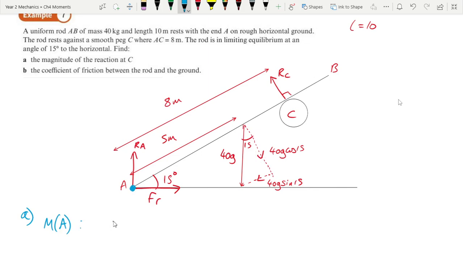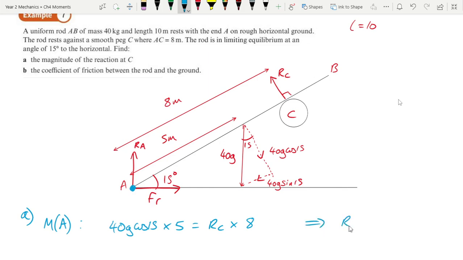So I've got 40g cos 15, it's a perpendicular force, times the distance of 5. That's trying to make it spin clockwise. Keeping it in equilibrium is this force here, and it's already perpendicular, so that's just RC times the distance of 8, and that's trying to make it spin anti-clockwise.